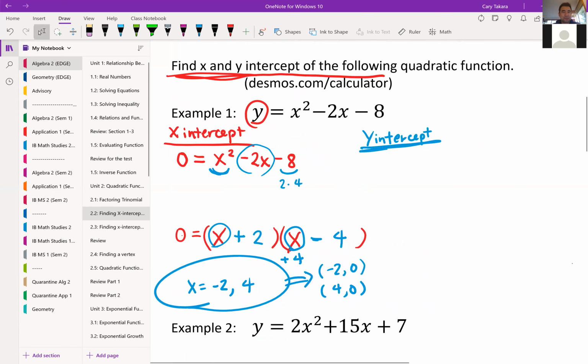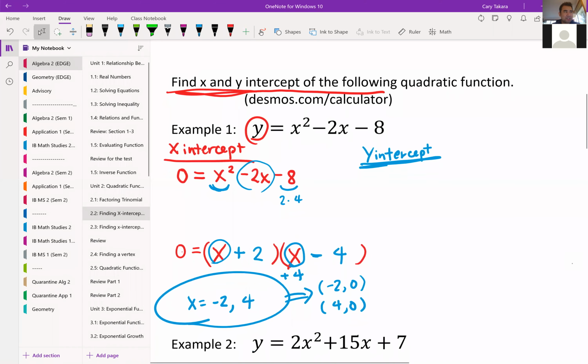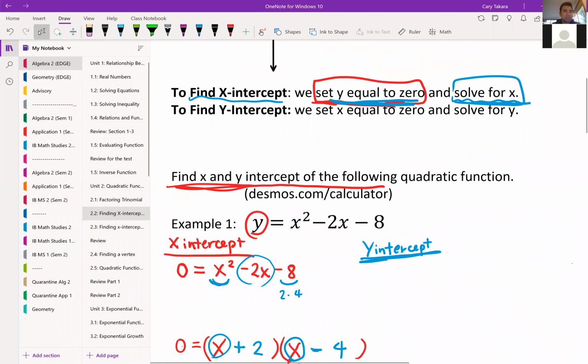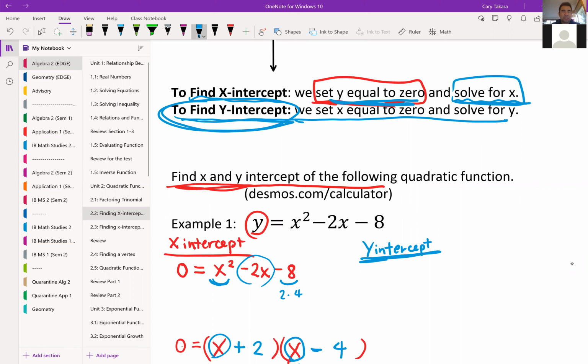Now, how do you find y-intercept? Everybody tell me, say it out loud. How do you find y-intercept? So look into your notes. What does it say? Because I'm going to keep asking you guys the same question. Okay, so read it out loud. You don't have to unmute. To find y-intercept, you're going to reset x to 0, and then you're going to solve for y.